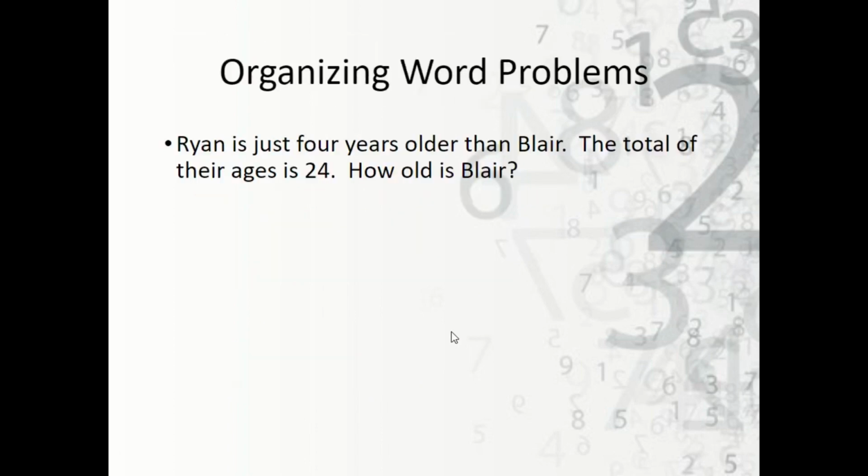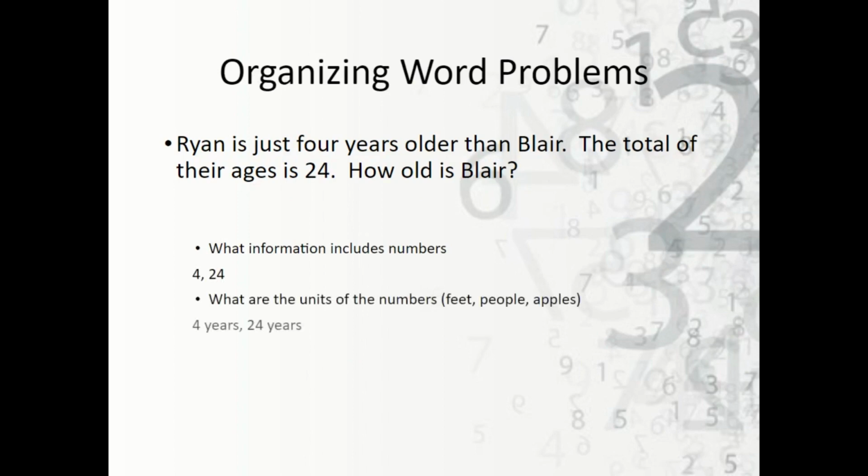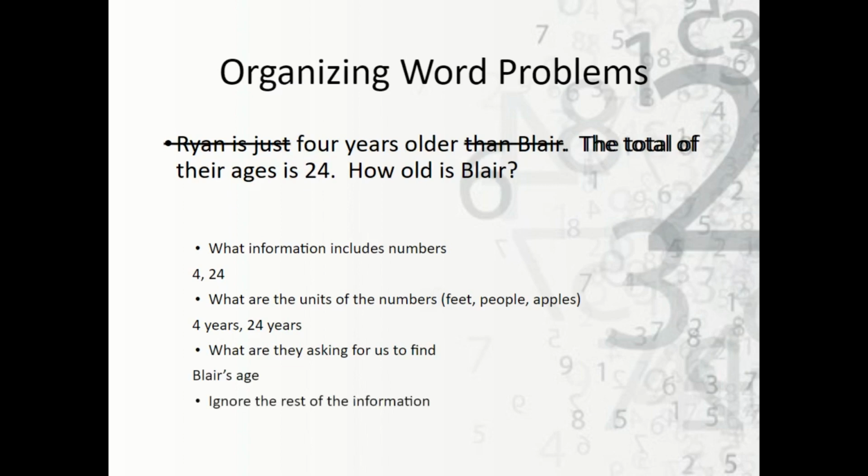So let's look at one from your actual assignment. It says Ryan is just 4 years older than Blair. The total of their ages is 24. How old is Blair? So again, what includes information? 4 and 24. What are the units? Years and years. What are they asking us to find? Blair's age.